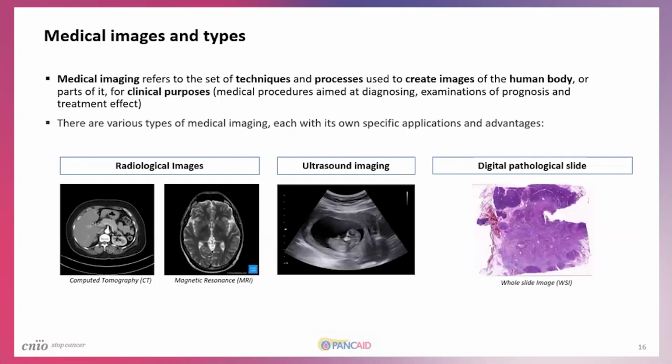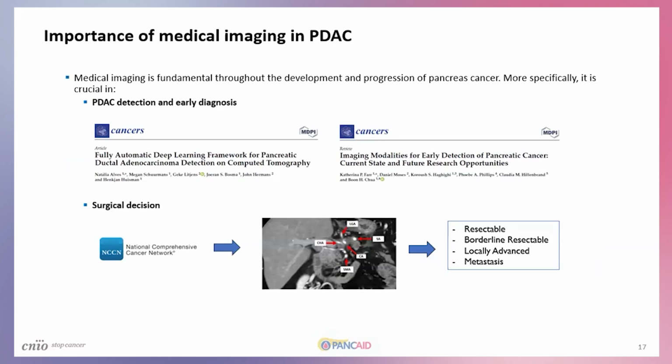As you know, medical imaging refers to the set of techniques and processes to create images of the human body or parts of it for clinical purposes, like diagnosis, examination, prognosis, treatment effect. Depending on how these images are generated, we can talk about, for example, CTs, MRIs, ultrasound imaging, and digital pathological slides. Here in the group, with Núria and the CNIO, we work with radiological images and also with digital pathological slides.